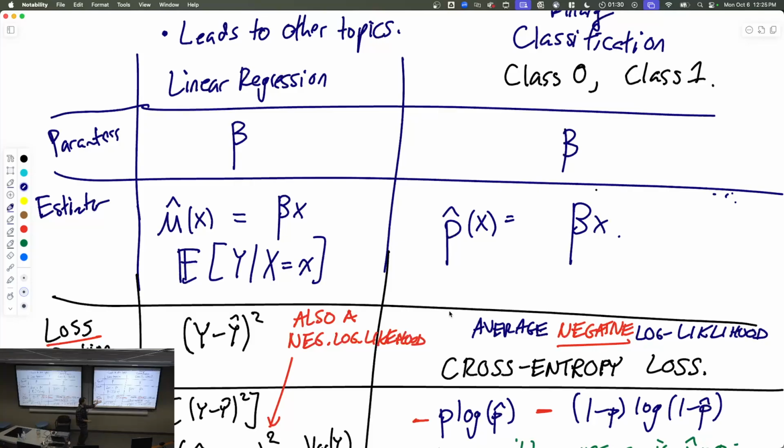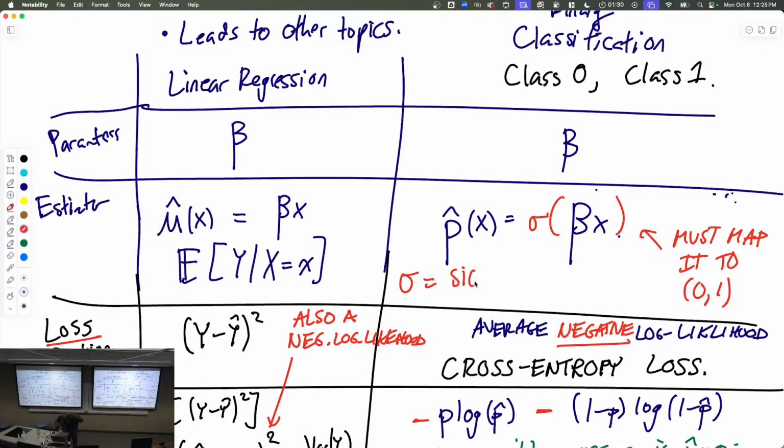You could think of it in a very basic way. We start with beta times x, and this is bad because it can be any number. We must map it to 0, 1. And how do we map it to 0, 1? We just apply this function called sigma. Sigma is the sigmoid function, the sigmoid of x, which is e to the x over 1 plus e to the x. This sigmoid function converts the linear estimate beta times x, which is how big or small the effect is, into a probability in 0, 1.